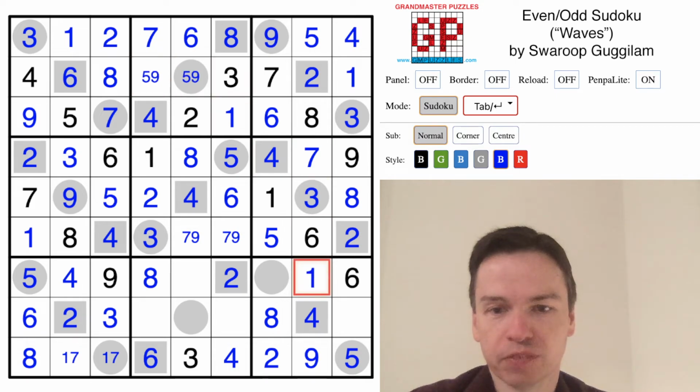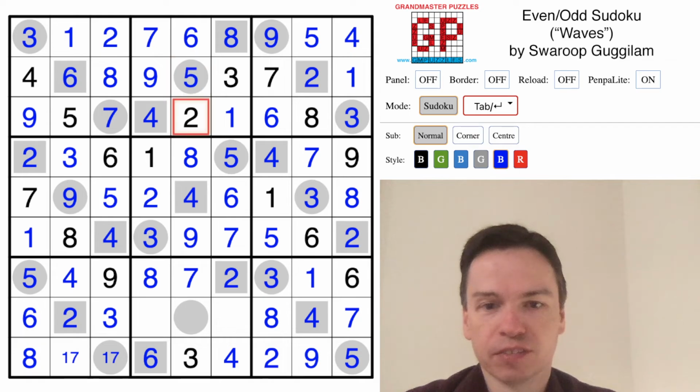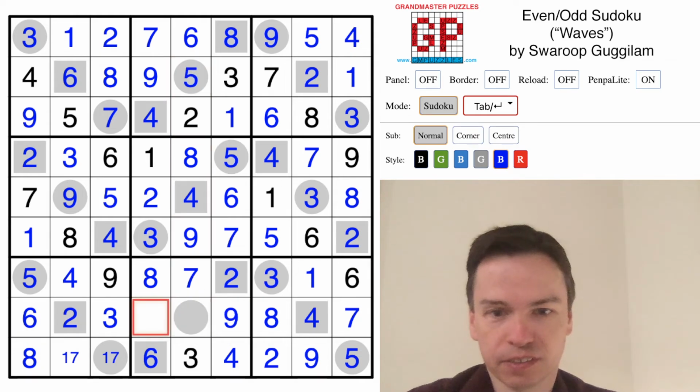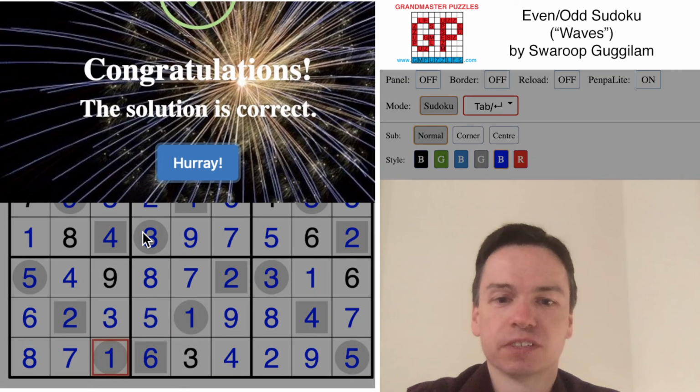Working down this column, we have a 1 here, 7 here, 3 here. That puts a 7 into this cell, which makes 7, 9, 9, 5, 9, 5 on the left, 1 here, 7 on the left, and 1 here, and we finish the grid.